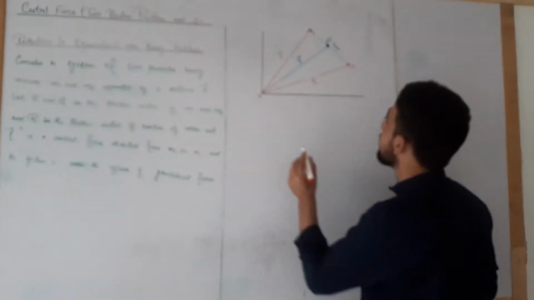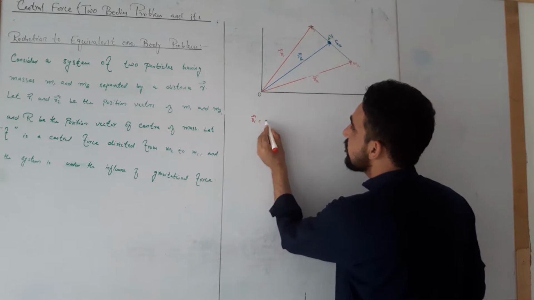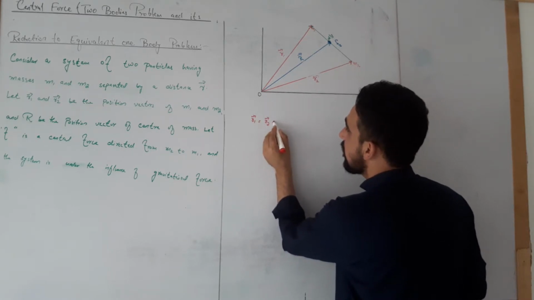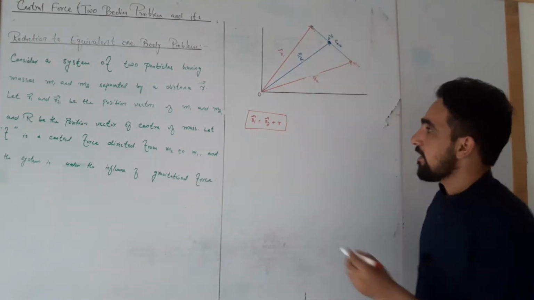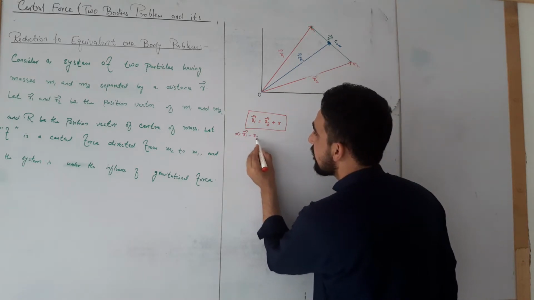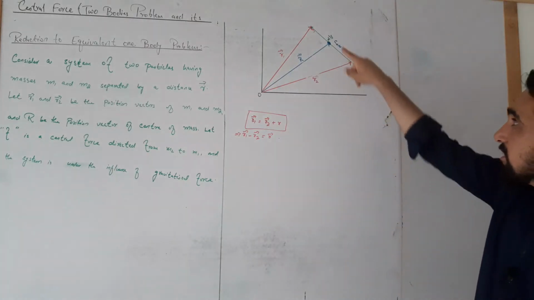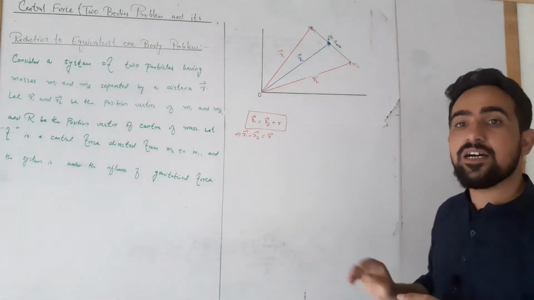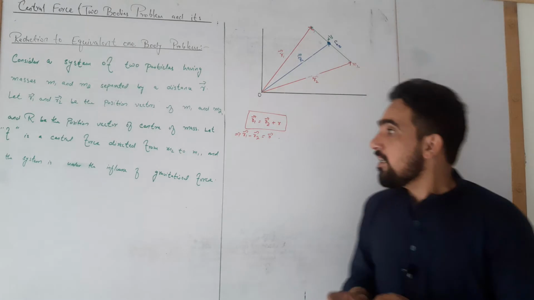We can say that r1 is equal to r2 plus r. This implies that r1 minus r2 is equal to r. So far we have considered two masses m1 and m2 whose position vectors are r1 and r2 respectively, and they are separated by a distance r.